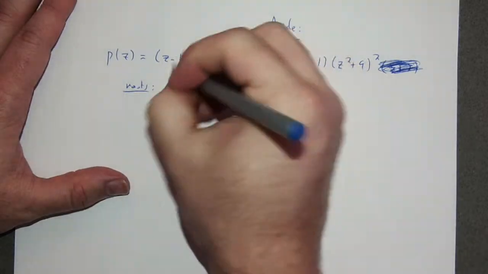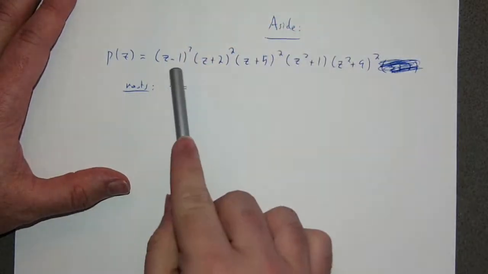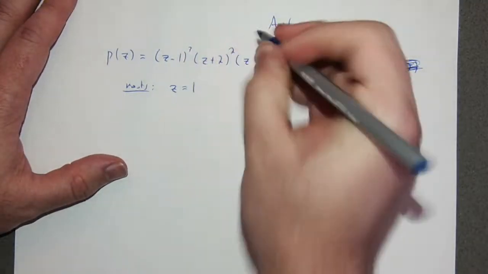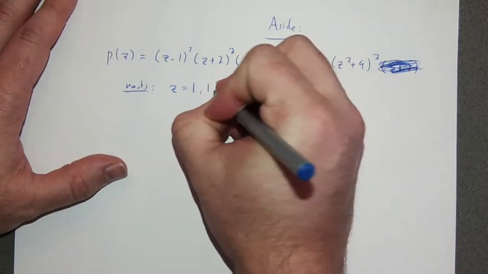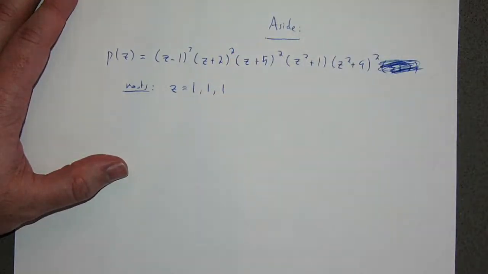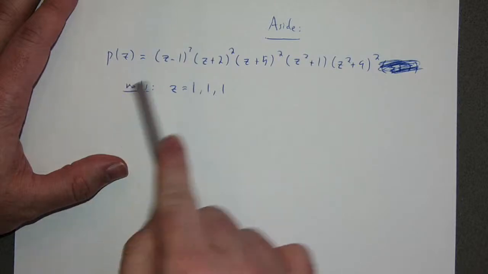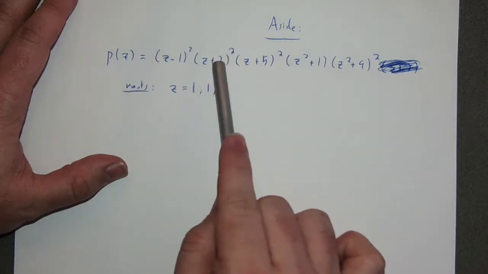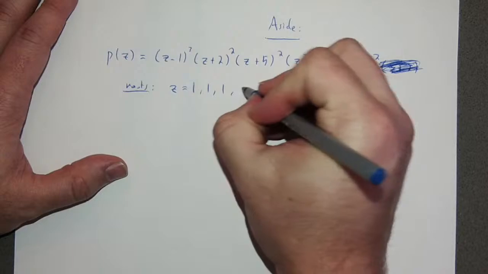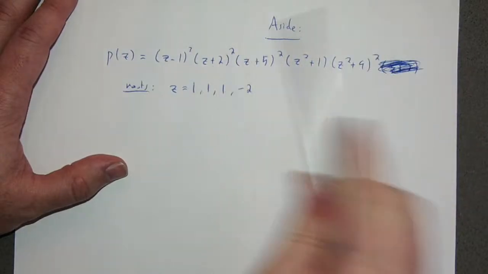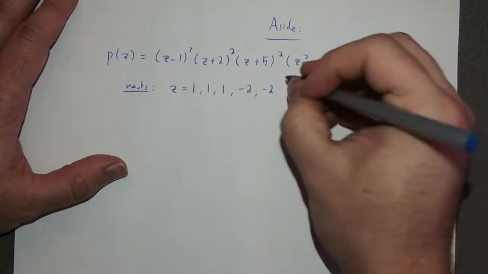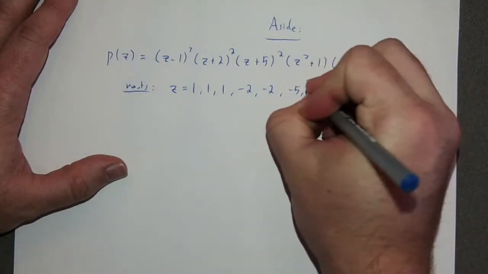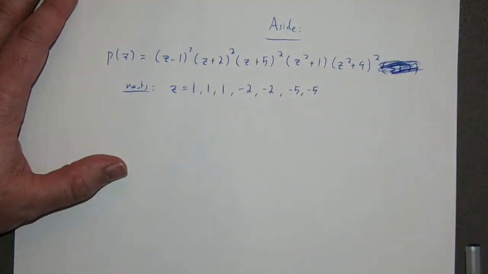Okay, so the roots are z equal to 1 from this term, but it's a root of multiplicity 3, so it gets listed 3 times. What are the roots of this? Well, from this one I get minus 2, but it's a root of multiplicity 2, so it gets listed twice. Similarly, minus 5 is a root of multiplicity 2, so it gets listed twice.